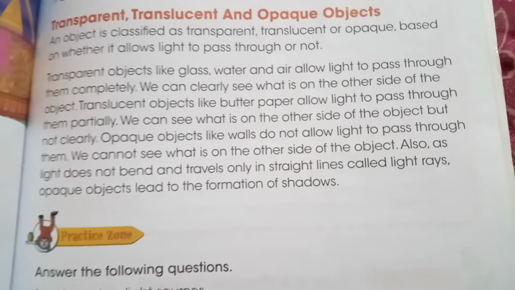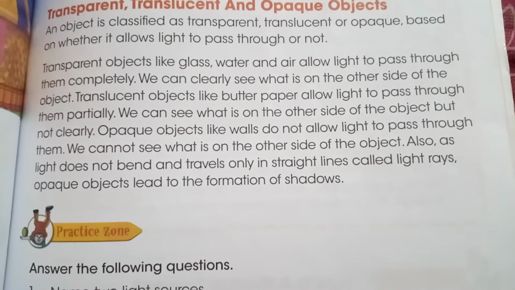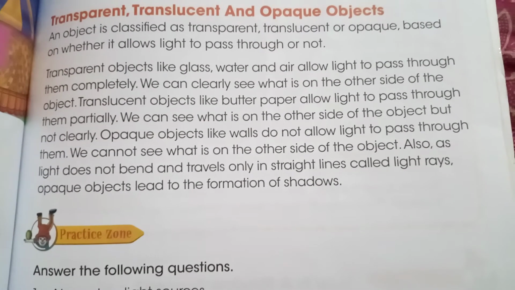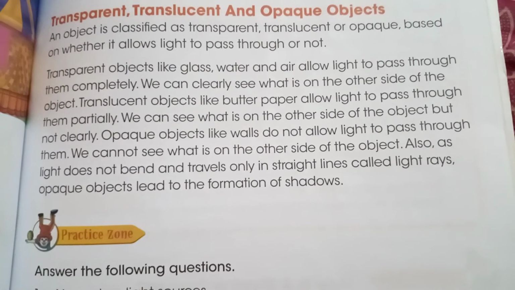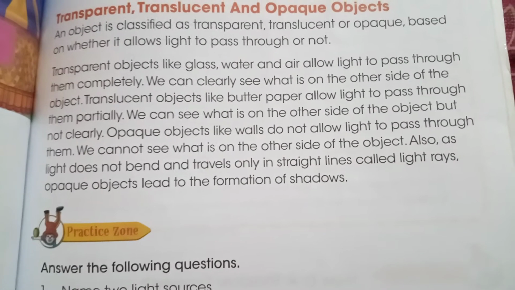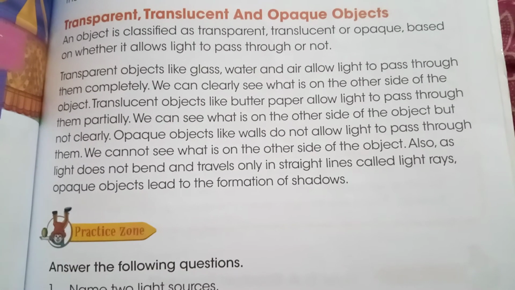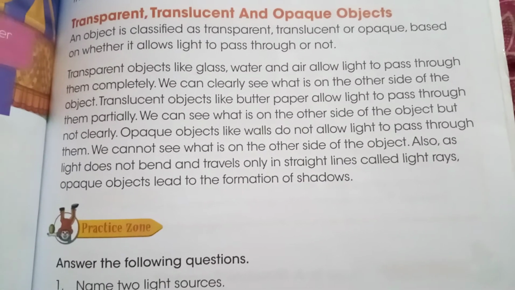This happens because light does not bend. Light only travels in a straight line, and the line that it travels along is called a ray. Opaque objects lead to the formation of shadows. This is also one of the qualities of opaque objects.